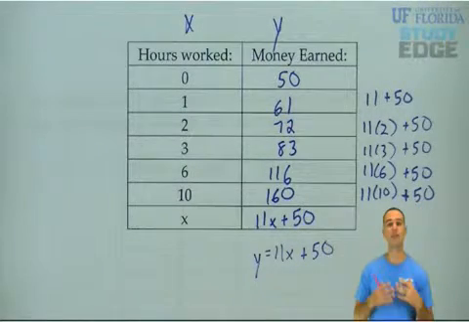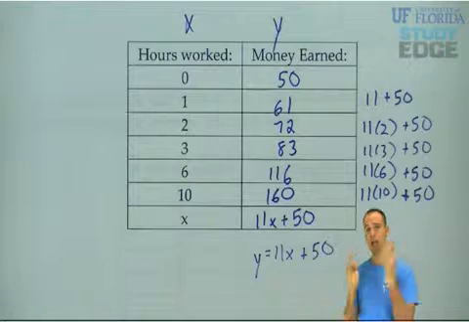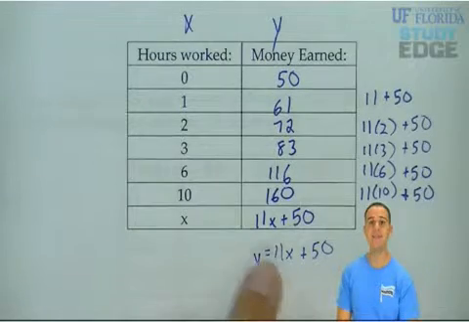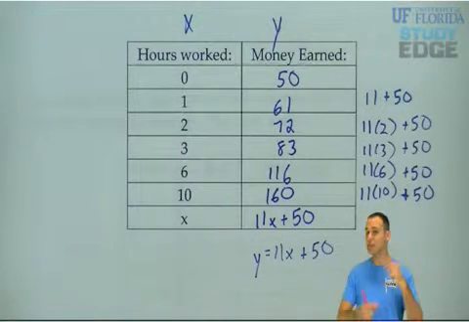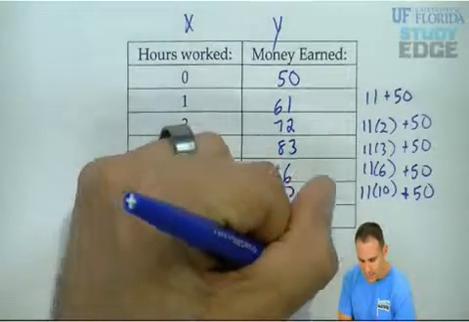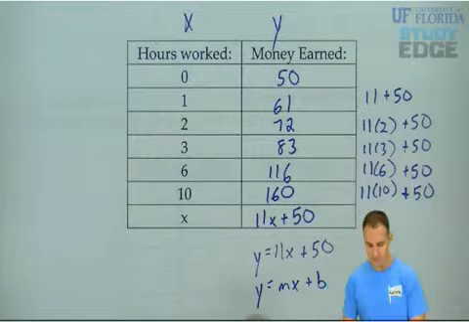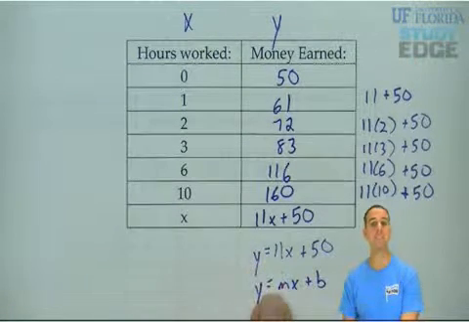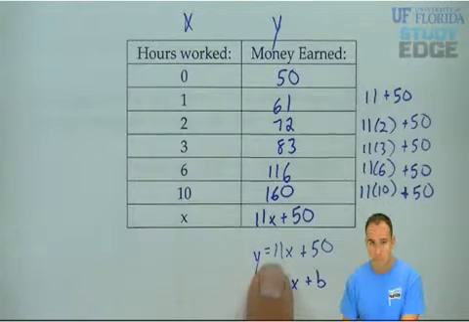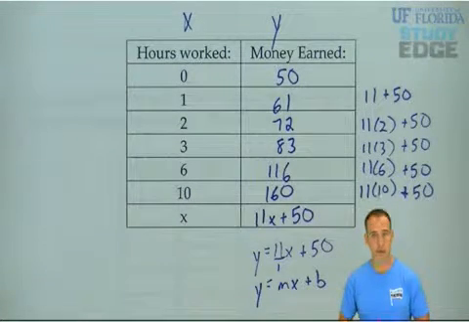We're trying to find a linear relationship, a line that represents hours worked, money earned. However many hours you work, you multiply by 11, and then you add 50. And this should look like that nice equation for a line, y equals mx plus b. So here, our y-intercept is 50, and our slope is 11. That's our rate of change. We start with 50, and we go up 11 for every 1 hour we work, like rise over run.